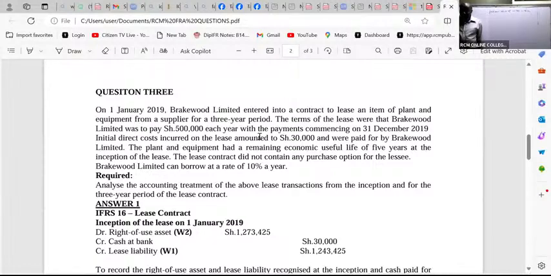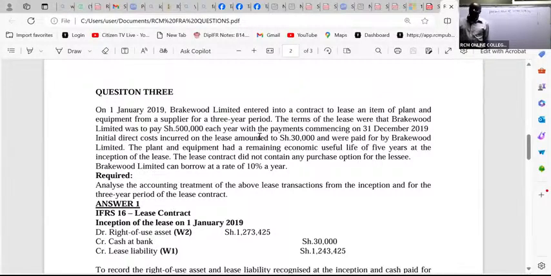Initial direct costs incurred on the lease amount to $30,000 and were paid for by Breakwood Limited. The plant and equipment had a remaining economic useful life of 5 years. That economic useful life of 5 years is hot air. We're not going to use it anywhere, because as the lessees, we only recognize the time we shall stay with this asset under the lease period, which is 3 years.